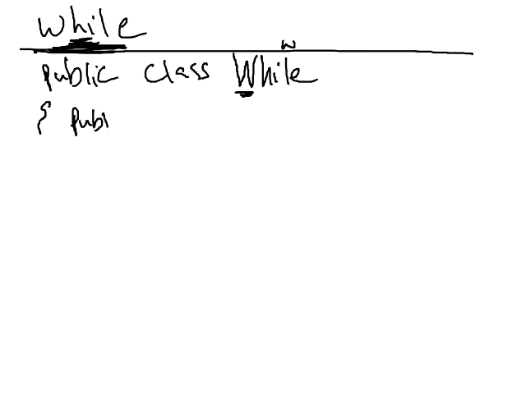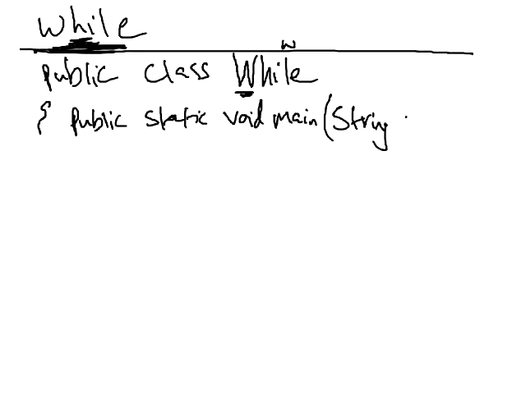We'll have the main: public static void main, String args. Okay, so this is our main method. Now the idea is that I will list numbers from 1 to 10 as an output, right?